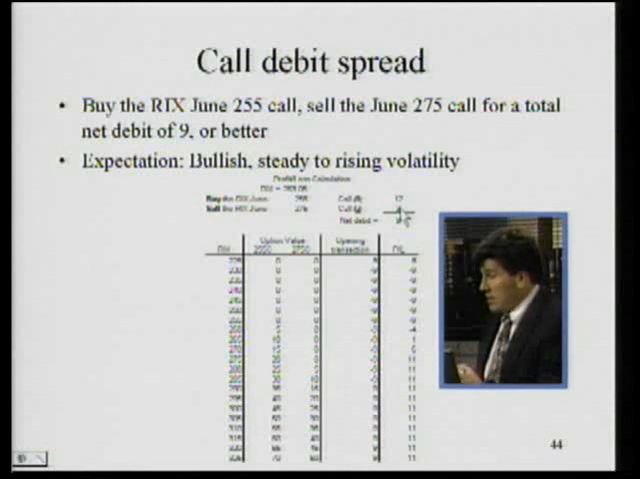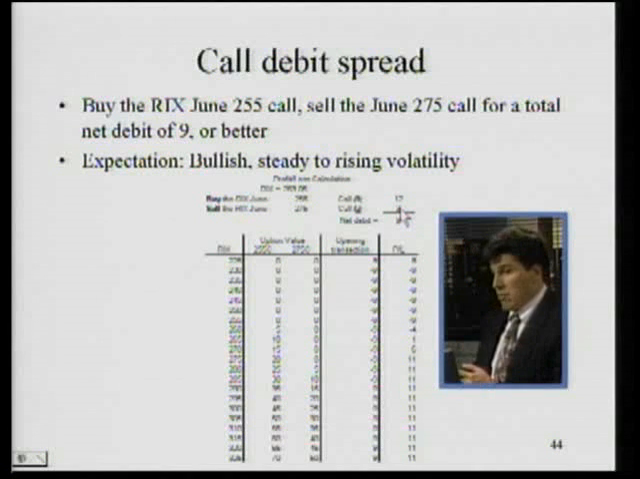So let me tell you how I would place that order. I would say, Pete, I want to buy the real estate index. I want to do a call debit spread. I want to buy the June 255 call and sell the June 275 call for a total net debit of 9 or better. That means I'll pay $9 or some number less than that.